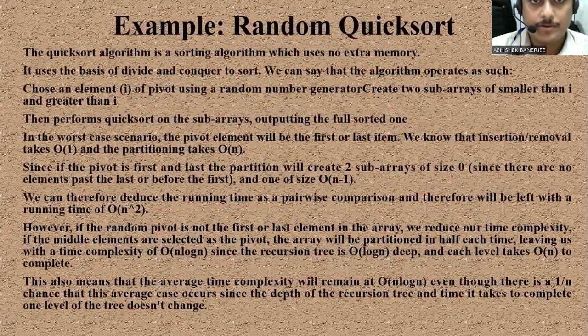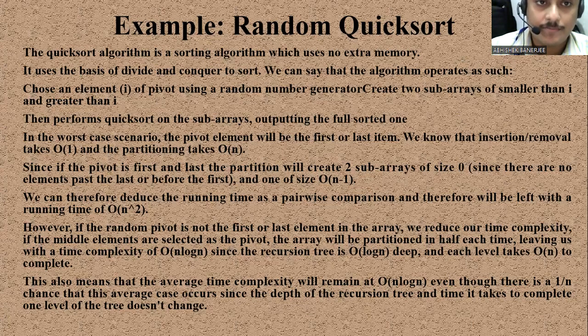Now, there is an algorithm called quicksort. This is an example of randomized quicksort. The quicksort algorithm is a sorting algorithm which uses no extra memory. It uses the divide and conquer approach. Basically, it is solved by the divide and conquer approach. We can say that the algorithm operates as such.